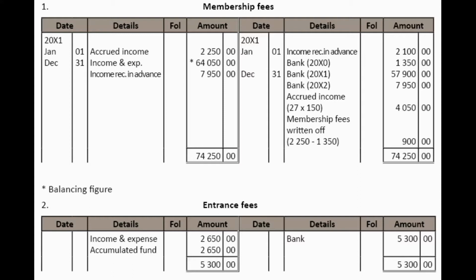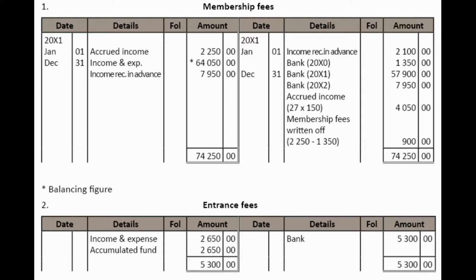Okay, so the first two adjustments that we are going to write back are income received in advance, where on the credit side of our membership fees account we have 2,100, and on the debit side, accrued income of 2,250. I get those amounts from the notes at the end of the previous year's balance sheet.